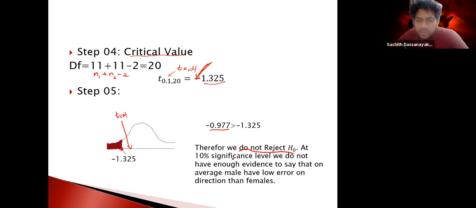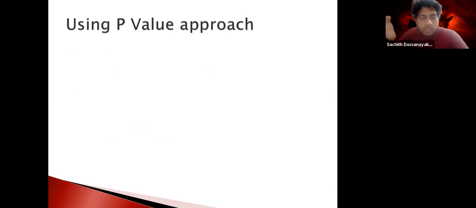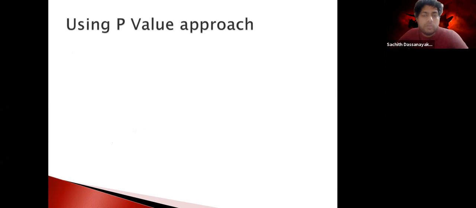So the rest of the story you can write exactly the same as what we have done so far. Since it is do not reject, you have to write this. Okay, let's check this one based on p-value. Sorry, same problem using the p-value approach.